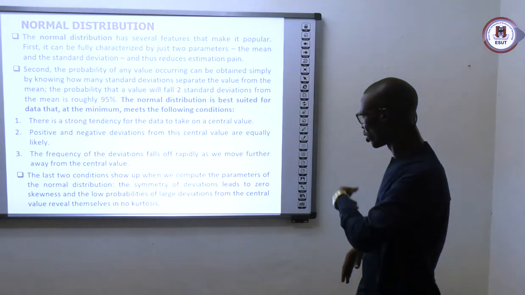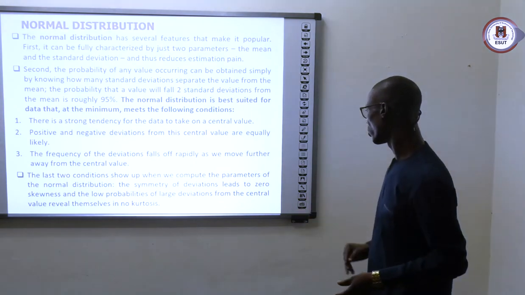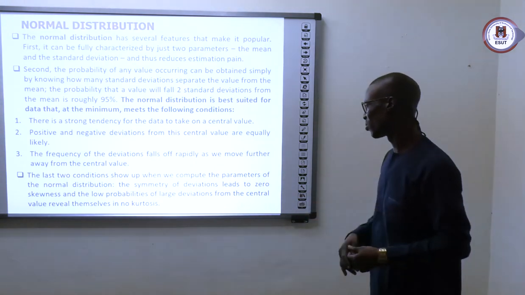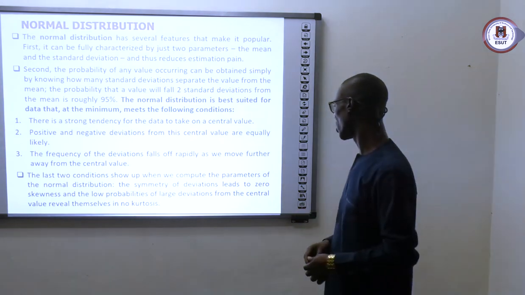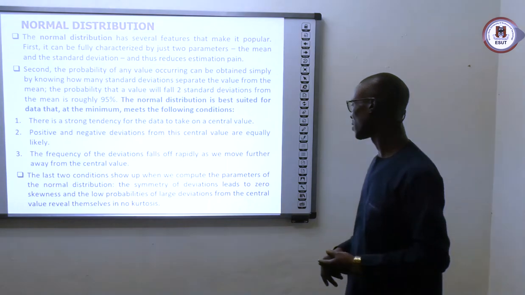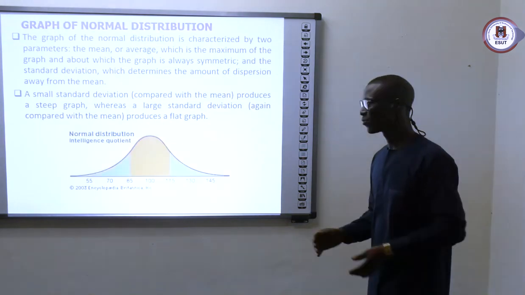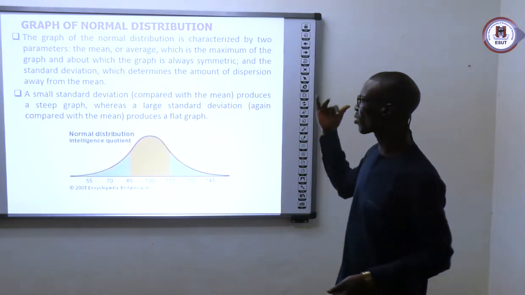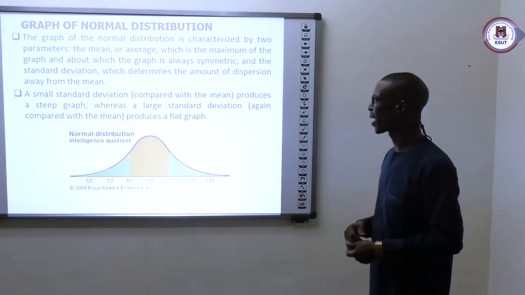The last two conditions show up when we compute the parameters of the normal distribution. So the symmetry of deviation leads to zero skew and low probability of large deviation. All these are features of this. So we look at how we graph the normal distribution.